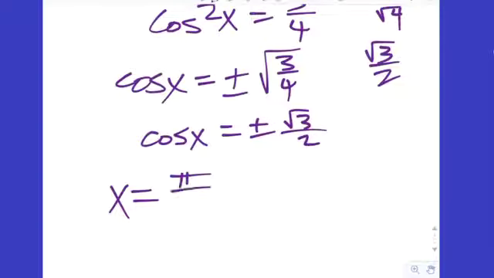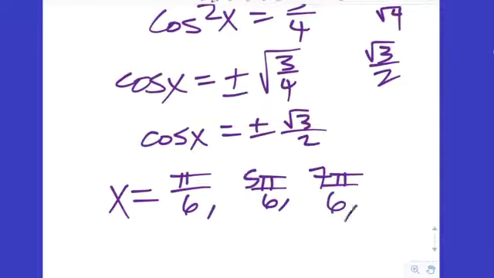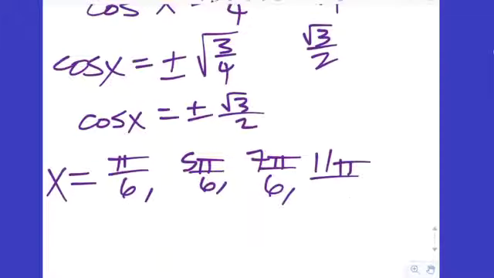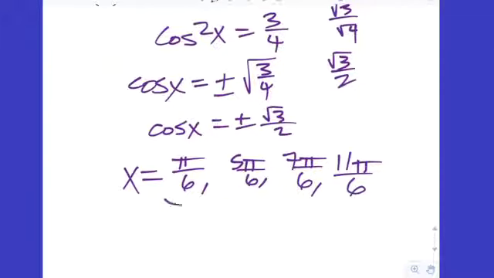Pi over 6. So here we go. Pi over 6, quadrant 2 gives us 5 pi over 6, quadrant 3, 7 pi over 6, and quadrant 4, 11 pi over 6. Now if you forget the plus or minus, you're only going to come up with those two answers, and that would be a mistake, okay?